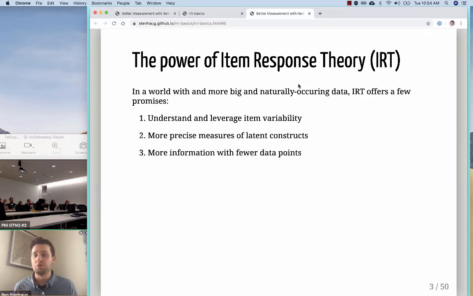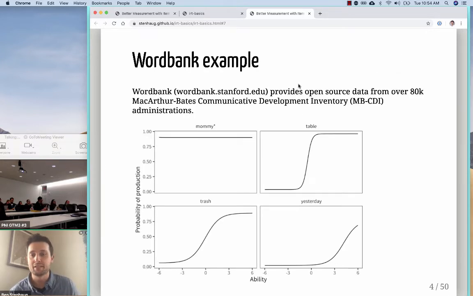Those two things combine to make the promise that maybe we can squeeze more information out of fewer data points. Mike Frank, who I think you may have heard from this morning, has recently fallen in love with these models as well and has used them to model the Wordbank data that I'll use as an example throughout this presentation.